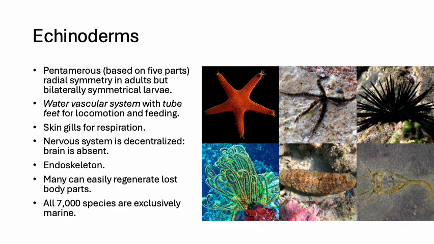Echinoderms are one of the most distinctive marine groups, with about 7,000 exclusively marine species. They're unique in having a pentamerous radial symmetry as adults, based on 5 parts, though their larvae are bilaterally symmetrical. They also have a water vascular system with tube feet used for movement and feeding. Instead of a brain, they rely on a decentralized nervous network, and they possess an internal skeleton of calcium carbonate plates. Many echinoderms can regenerate lost arms or even entire bodies, making them masters of resilience.